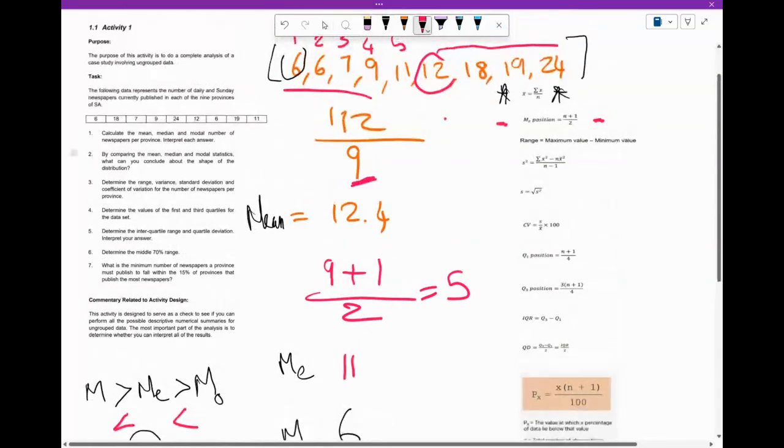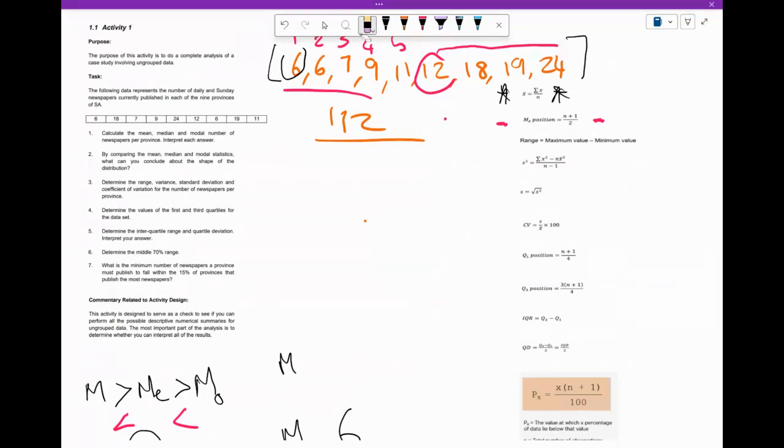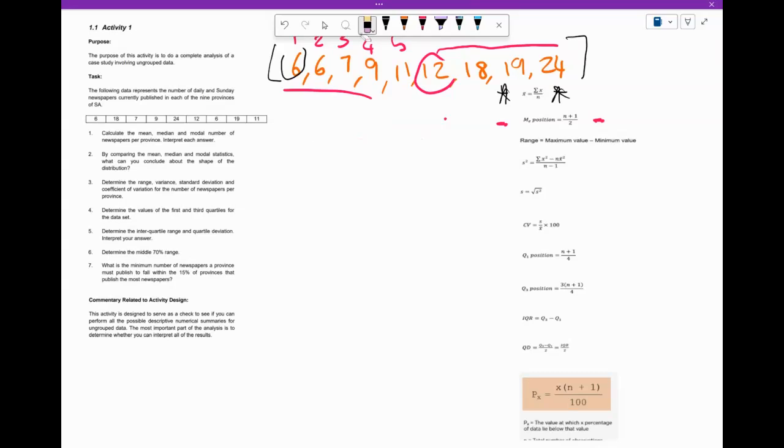So we've dealt with now number 2. So let's go on to number 3. And I want to just continue to operate here in the center because I want to be able to use those formulas. So let's go with the blue. It says here on number 3, determine the range, variance, standard deviation, and coefficient of variance for the number of newspapers per province.